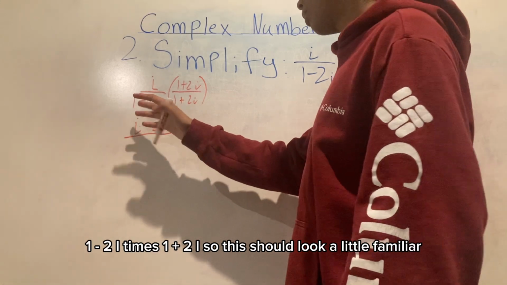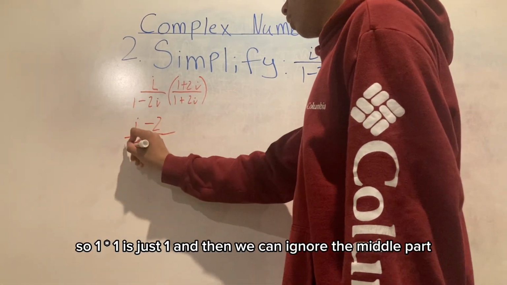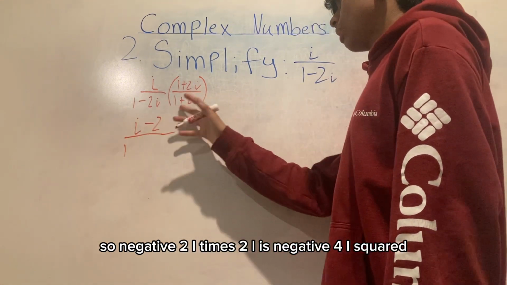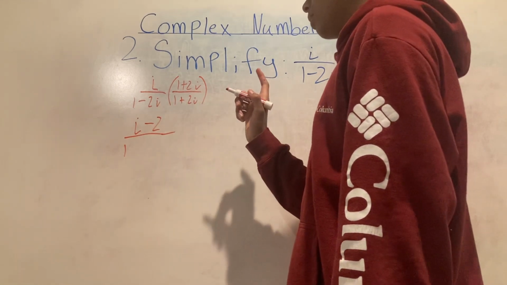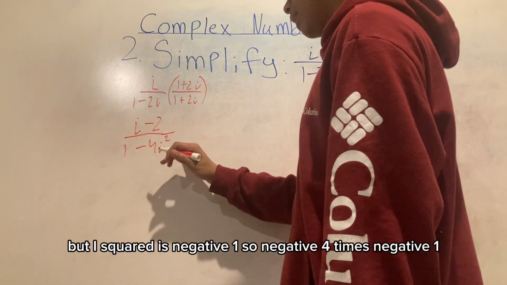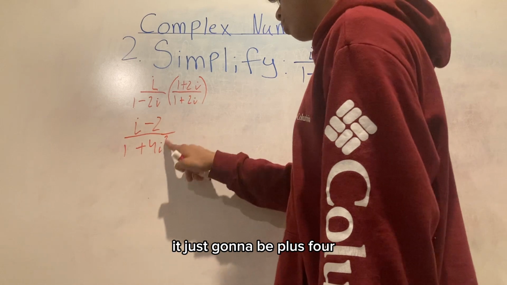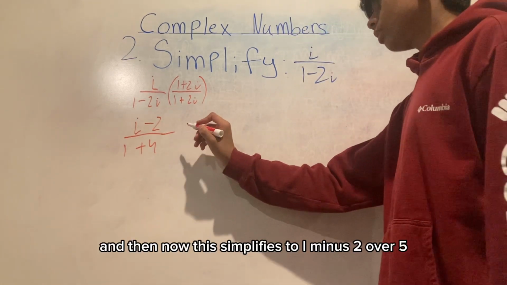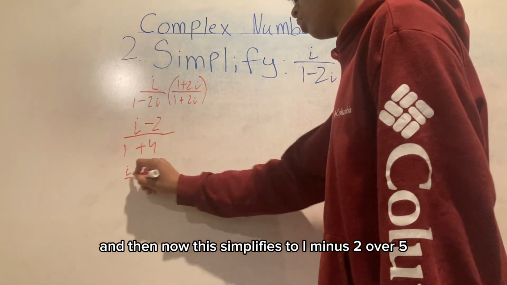So this should look a little familiar, difference of two squares. So 1 times 1 is just 1. And then we can ignore the middle part. So negative 2i times 2i is negative 4i squared. But i squared is negative 1. So negative 4 times negative 1 is just going to be plus 4. And then now this simplifies to i minus 2 over 5.